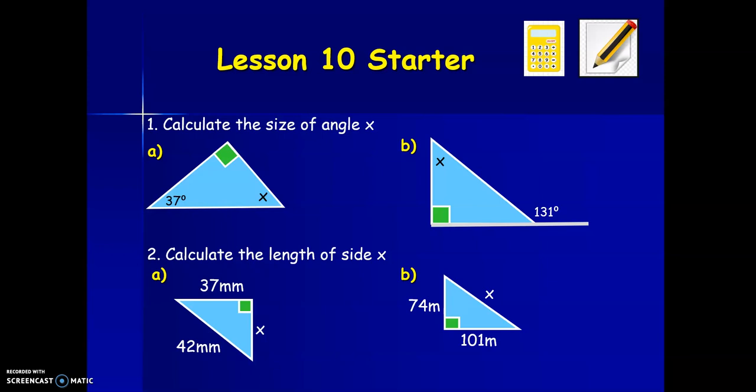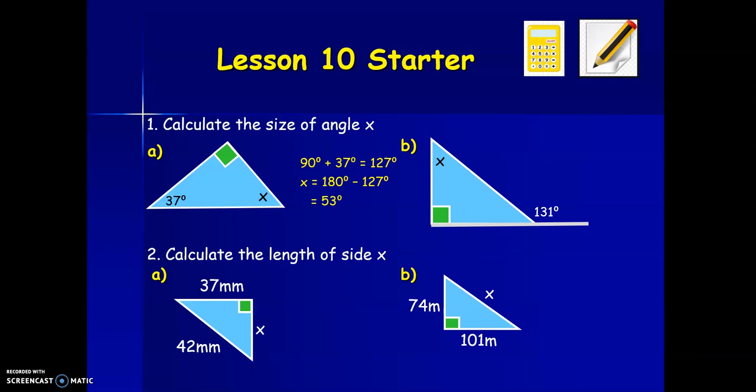So question 1, we're being asked to calculate the size of angle X, so we need to remember back to our angle properties. In the first question, we have a right-angled triangle with a second angle of 37 degrees. So all we need to do is add these two angles together and take the total away from 180 because the three angles in any triangle add up to 180 degrees, and we get 53 degrees.